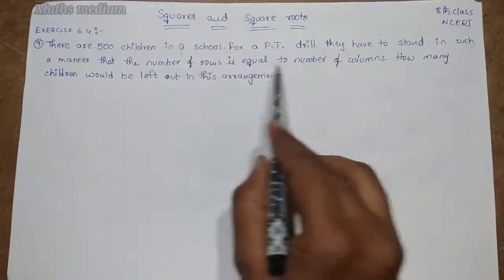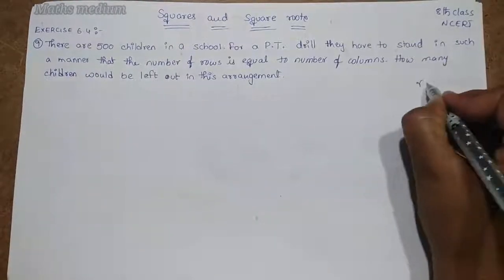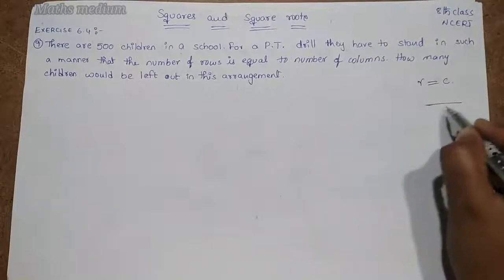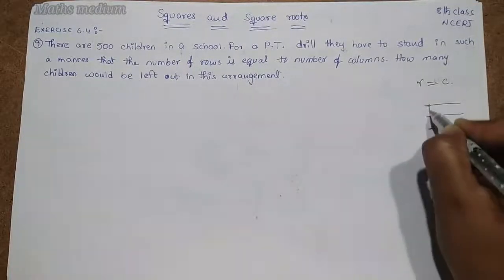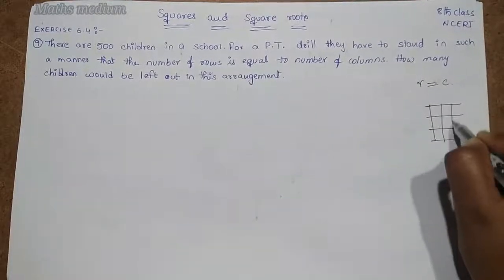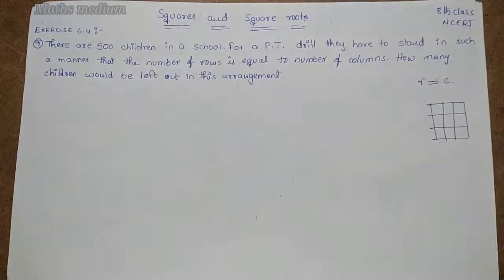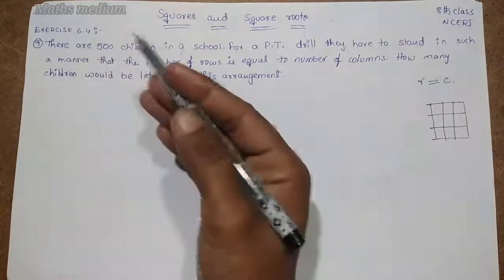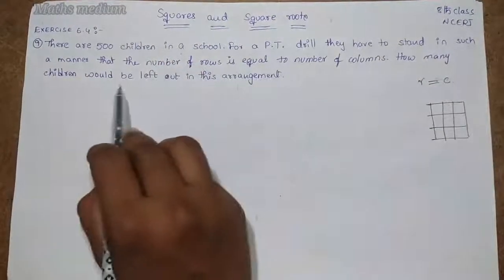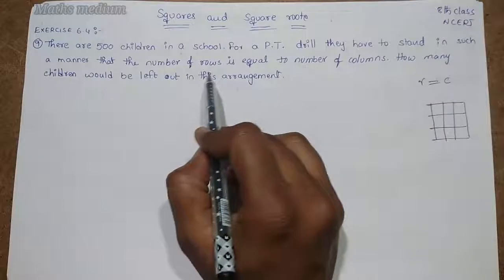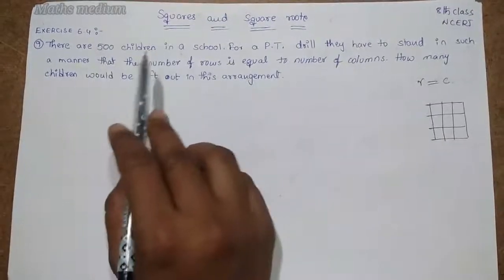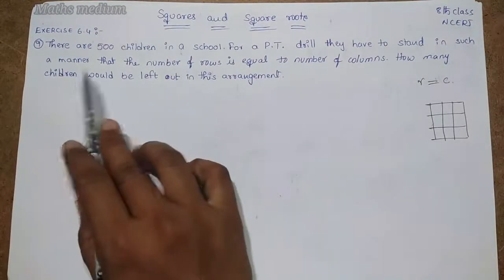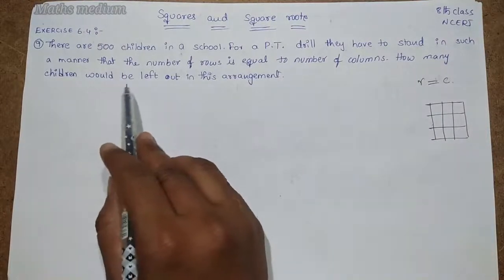Here the number of rows is equal to the number of columns. So R is equal to C. It means if you take 4 rows, the columns are also 4, right? So it gets squared. It means it is in the form of a square. It is 500. We have to find how many children would be left out of this arrangement. In this arrangement, 500 is not a perfect square, so there are children left over. We have to find the number of children who would be left.